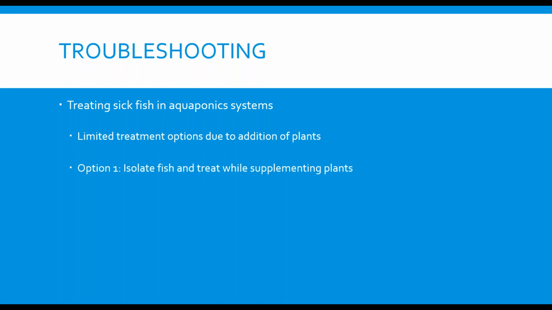So option number one for treating sick fish is if you are able to isolate the fish, and then you can do a water-based treatment, but you have to be able to supplement the plants with some of those hydroponic products we talked about in the beginning. You will have to give them synthetic nitrates and phosphates and all that until the fish treatment is over, and then some of them will have a withdrawal period after the fact.